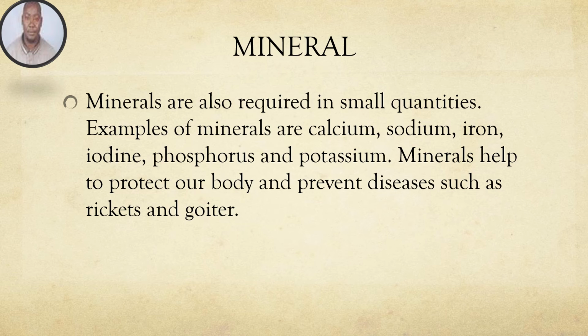The next class is mineral. Minerals are also required in small quantities in our body. Examples of minerals are calcium, sodium, iron, iodine, phosphorus, and potassium. Minerals help to protect our body and prevent diseases such as rickets and goiter.